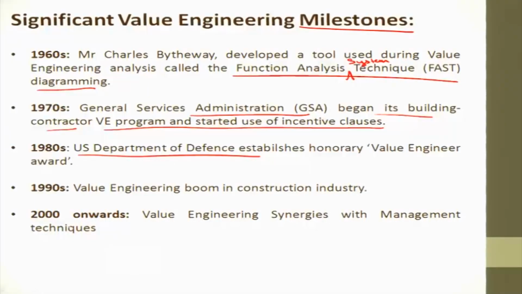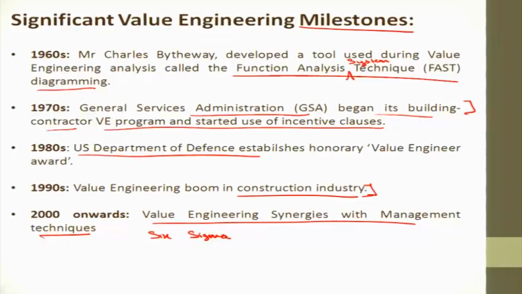In the 1990s, the value engineering boom in construction and industry came into play. Though it was already there in the construction industry, in the 1990s even the small contractors started implementing value engineering techniques into their work. In 2000 and onwards, value engineering has synergies with management techniques such as Six Sigma. You will find various research papers on how value engineering can be implemented in a combined way with Six Sigma, with lean manufacturing, with green manufacturing, with agile manufacturing, and so on.